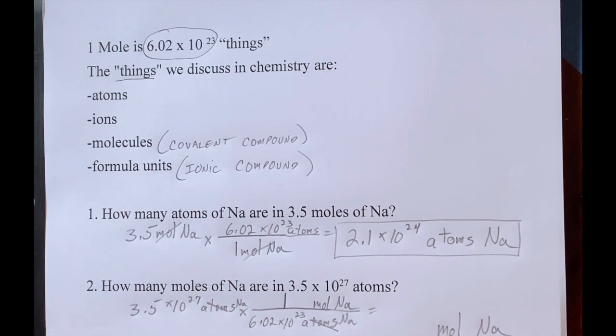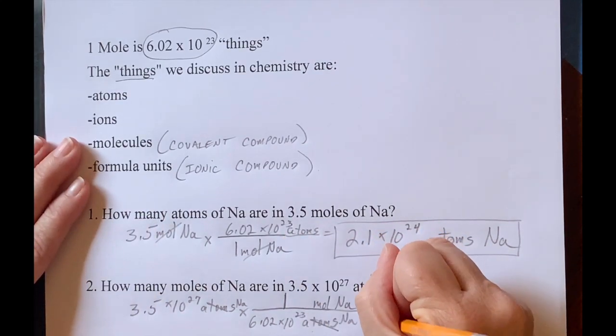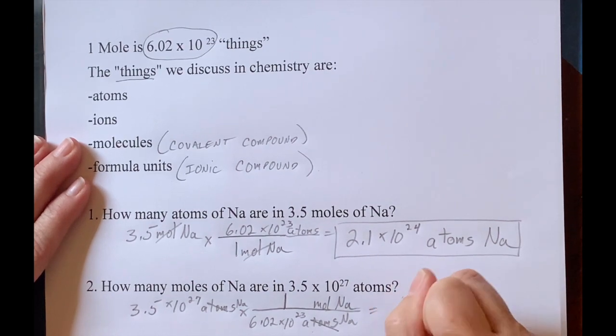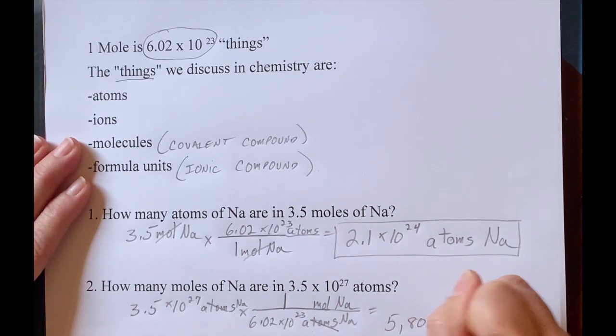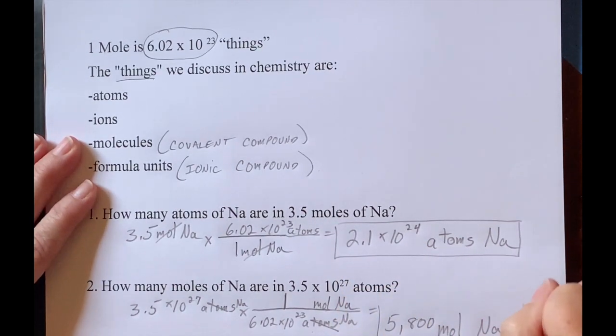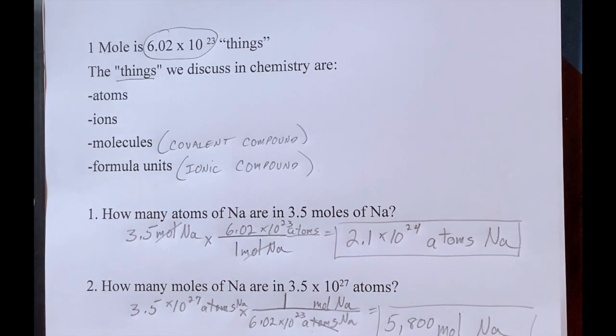And you end up getting about 5,800 moles, okay? Or you can certainly write that 5.8 times 10 to the 3rd moles of sodium. Either one would be great, okay? All right, so, well, this is nice. We can go for moles to atoms or ions or molecules, but that still doesn't give us like a really practical thing that we can do in a lab.